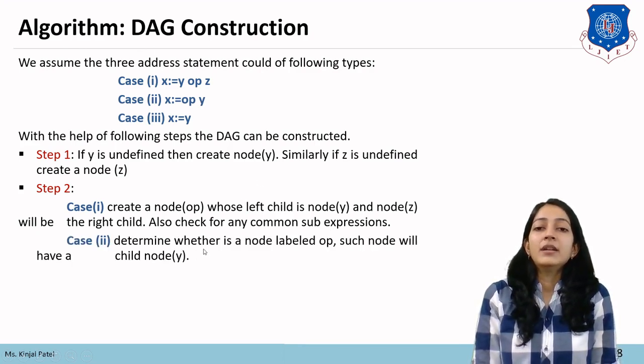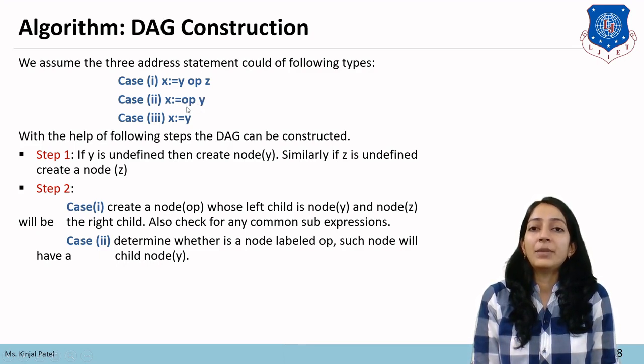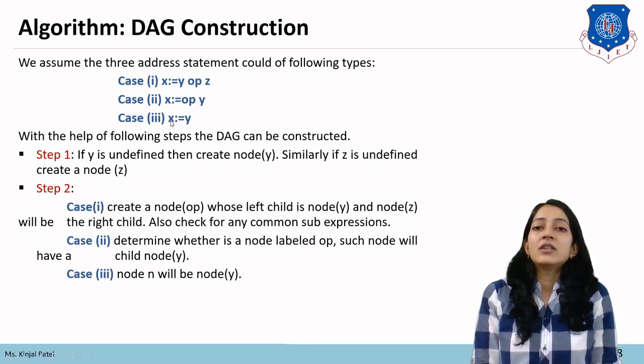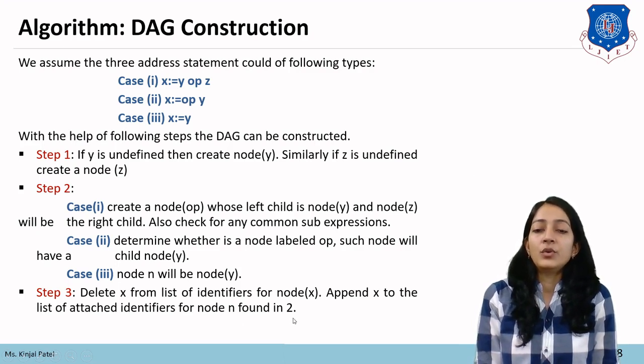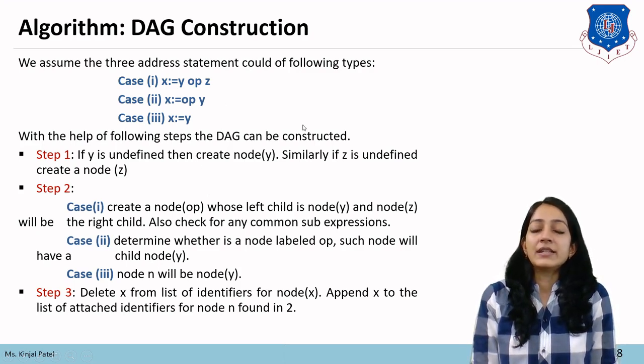Case 2, determine whether there is a node labeled operator, such a node will have child node y. This means if there is only an operator node with one child, then that y will become the child of that operator node. Then case 3, x equals y, so node n will be node y, meaning the node which is x will become the node y. Now step 3: delete x from the list of identifiers for node x and append x to the list of attached identifiers for node n found in step 2. These are the steps we need to perform to construct the DAG for these 3 cases.